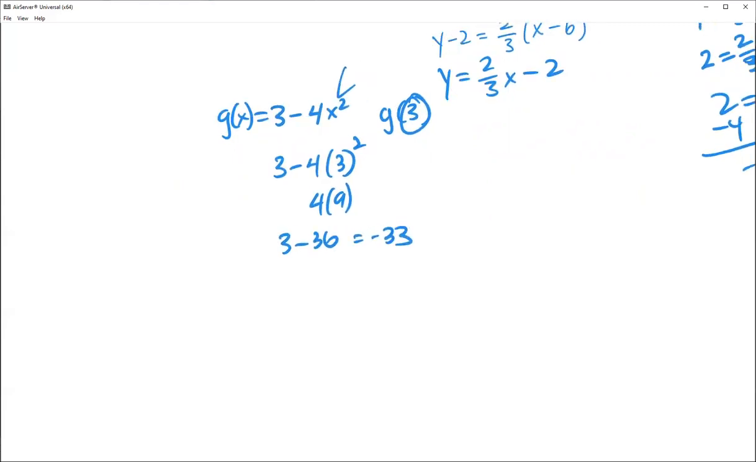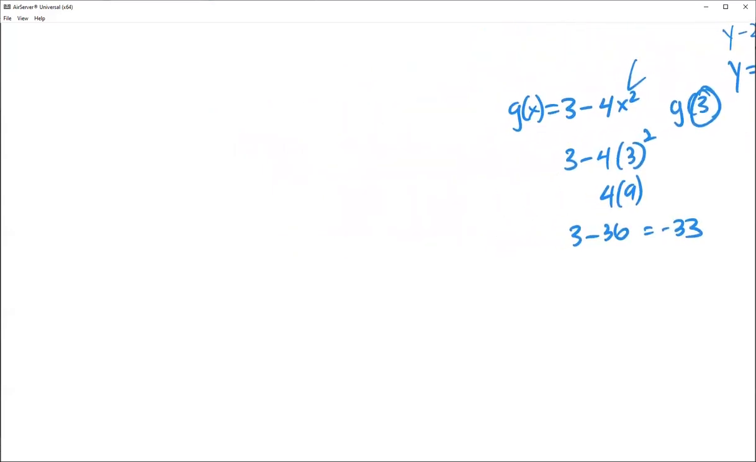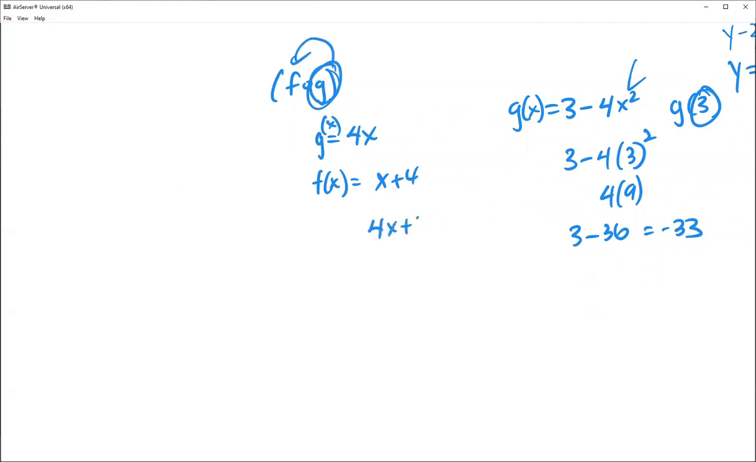Number 11 is the f of g of x. Remember, these are composite functions here. So you take the g function of 4x, and there's the f of x function, x plus 4. So you start with g and then plug it into the f. So it'll just pretty much be 4x plus 4. We're just plugging in the 4x in for their x. So it's 4x plus 4. Cool.